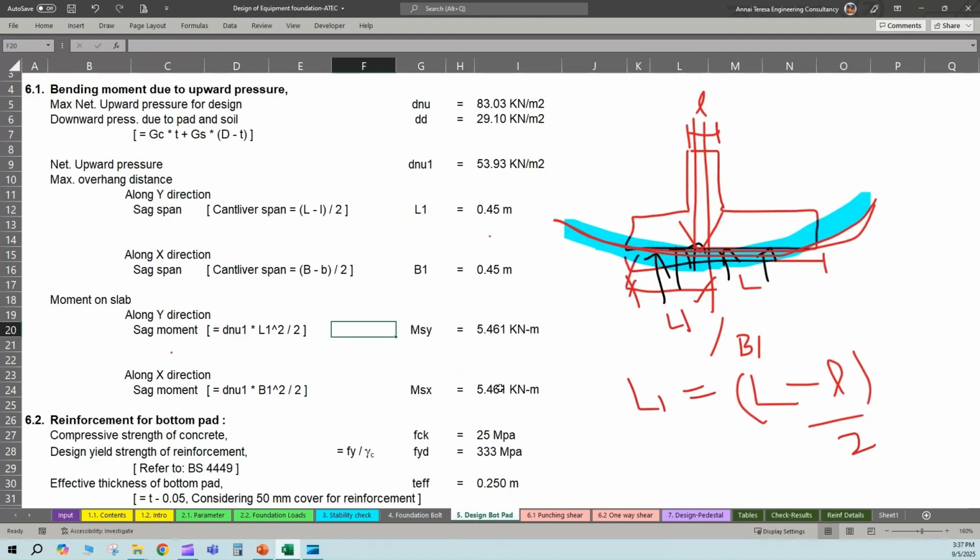So similarly in both directions, as the upward pressure remains the same and L1, L2, B1 also remain the same, the moment on both sides will be the same.